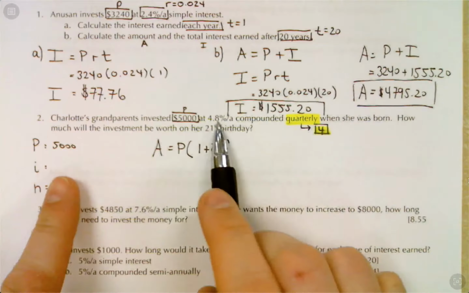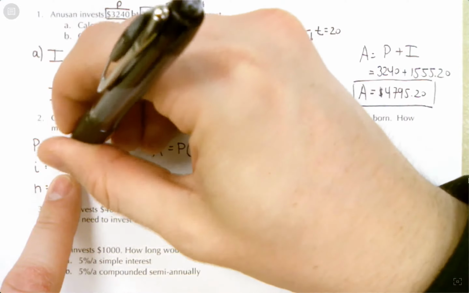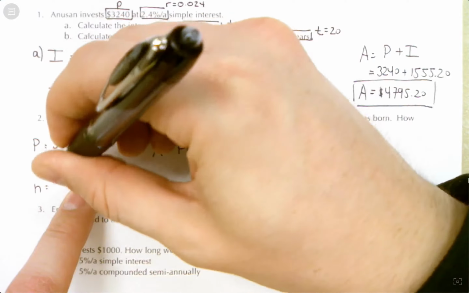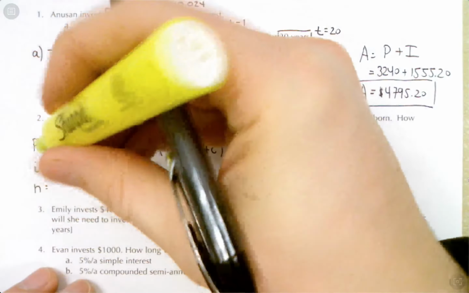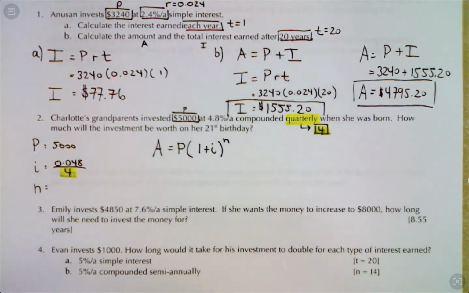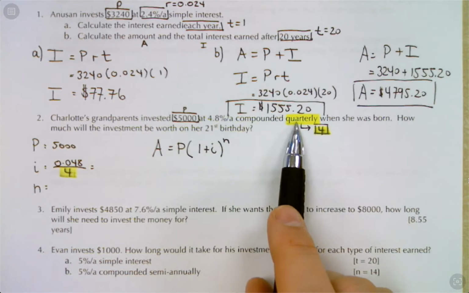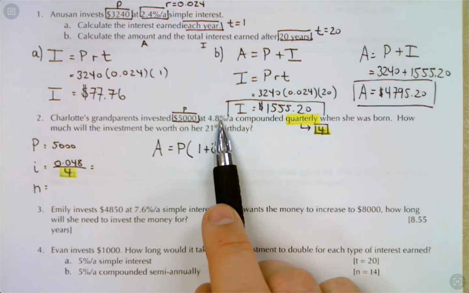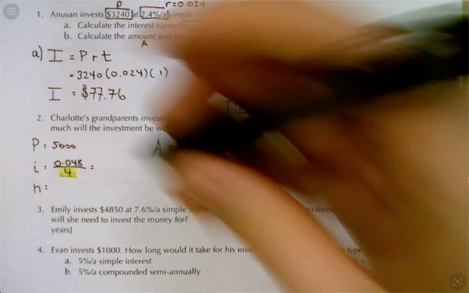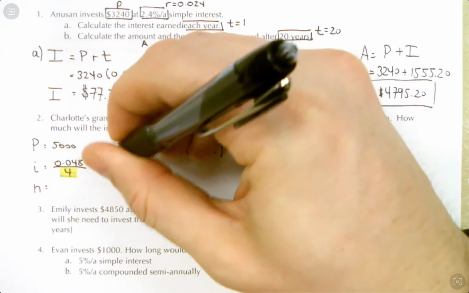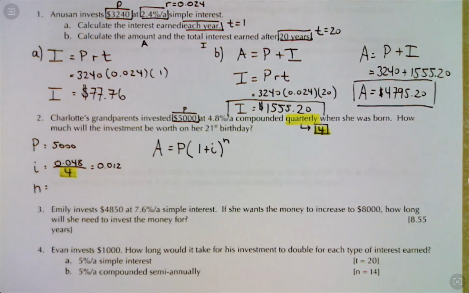We take our interest rate as a decimal, 0.048, and we divide it by 4. That gives us I, the effective interest rate. Because you don't get 4.8% every quarter. You get a quarter of that interest rate every quarter. So by the end of the year, you get 4.8%. So really, you're only getting 1.2% every quarter, but you get 4 of them in every year. So you do get your 4.8%, just spread out.